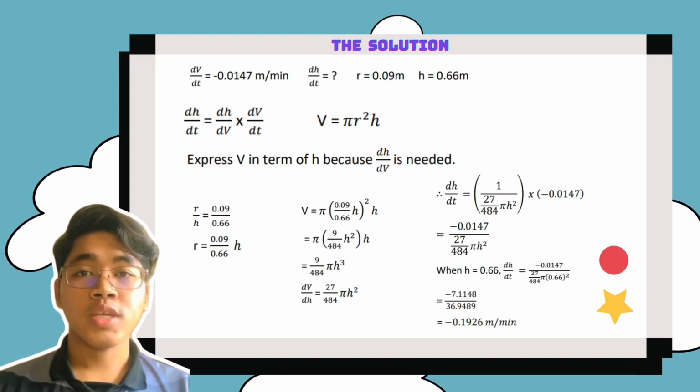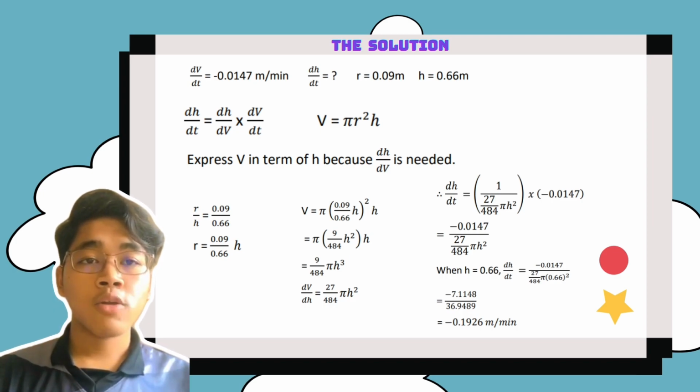What we need to do is make a ratio between r and h and single out the r because we want only the h variable in the volume. So r over h equal to 0.09 over 0.66. So we single out the r and we get r equal to 0.09 over 0.66 h.